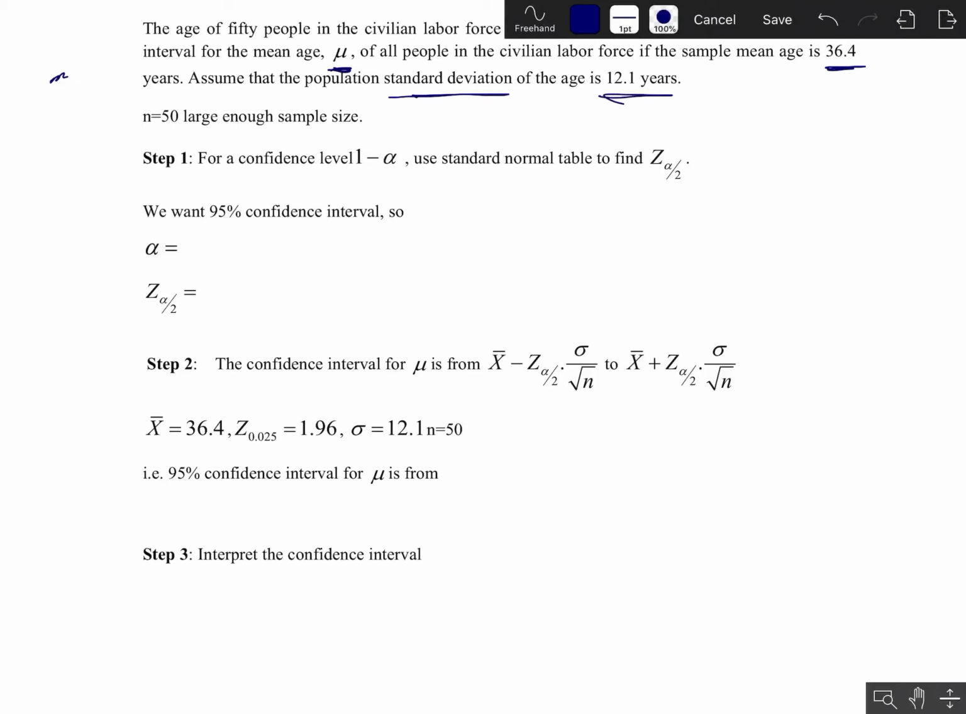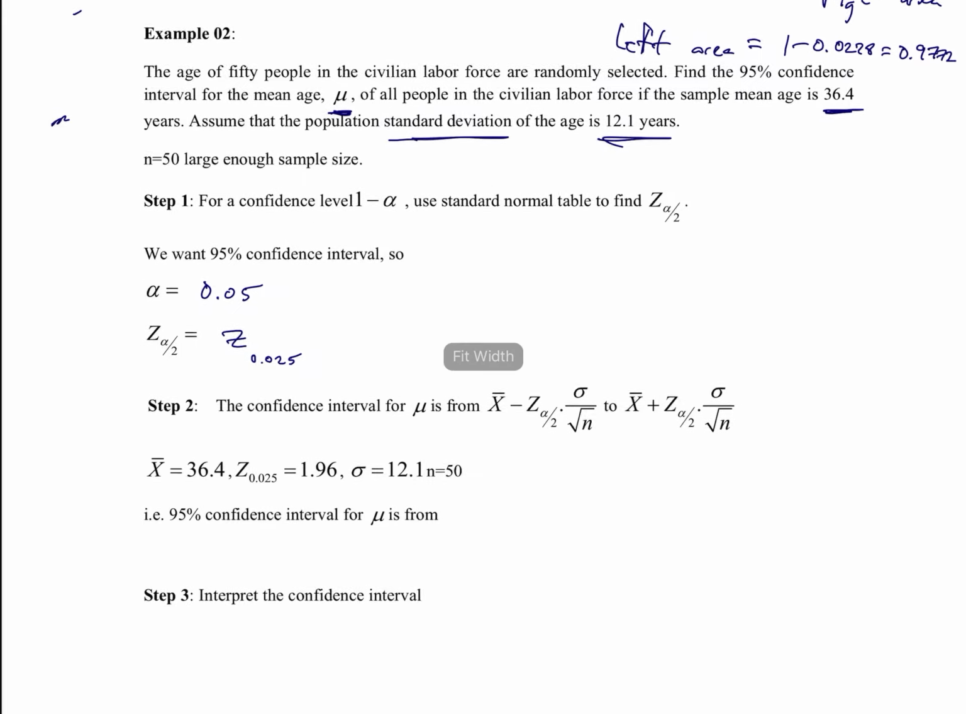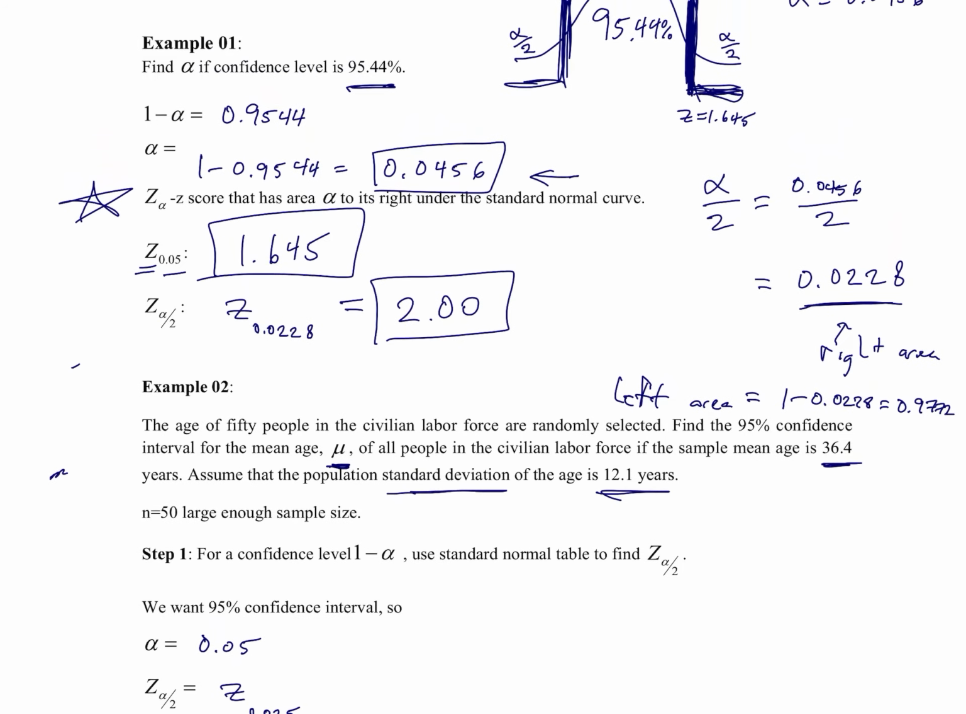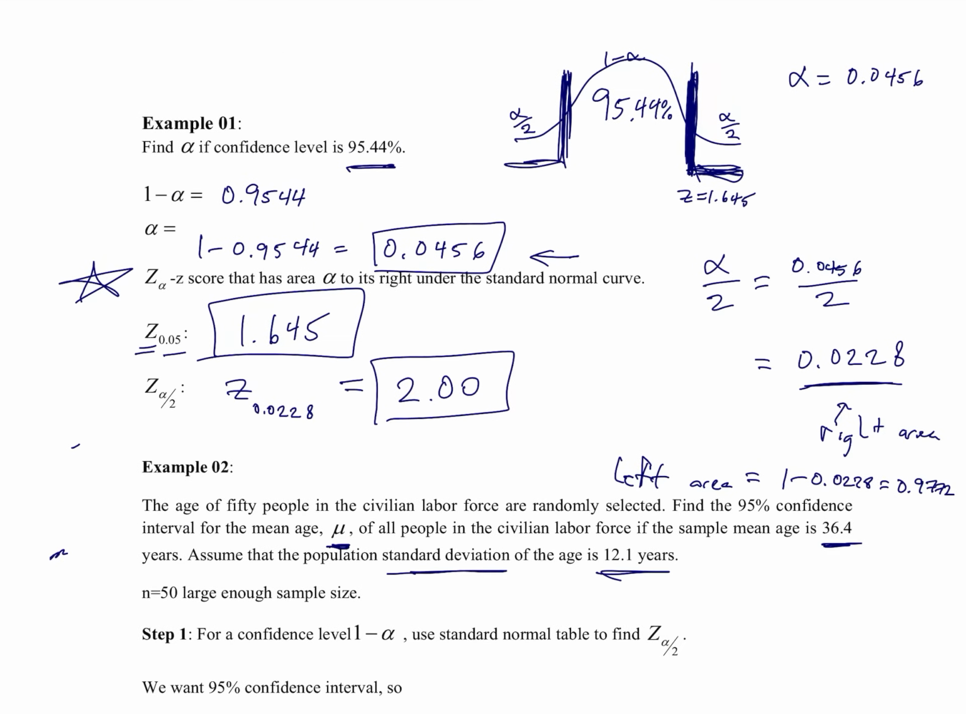So in step 1, we're just going to do what we did a second ago. We want a 95% confidence interval. So that means that alpha is equal to 0.05, that's the area on the outside, and therefore z sub alpha over 2 would be the z-score that has a 0.025 area to the right of it, and that's something that we've already looked up, I believe. Let me just double check that. Oh, we haven't checked that one.